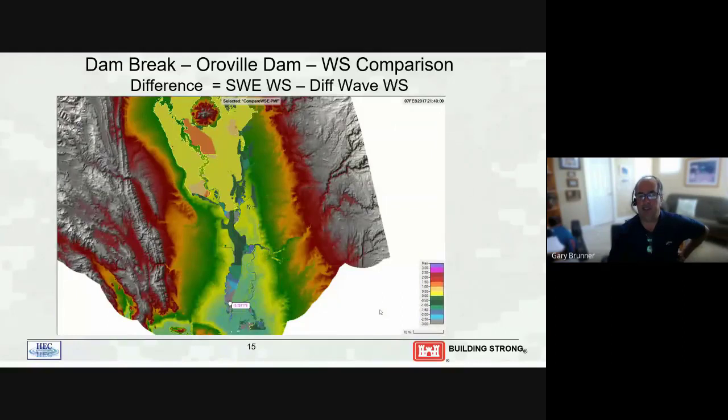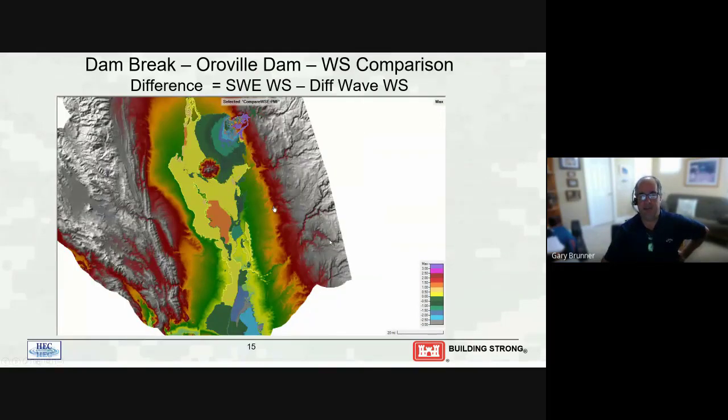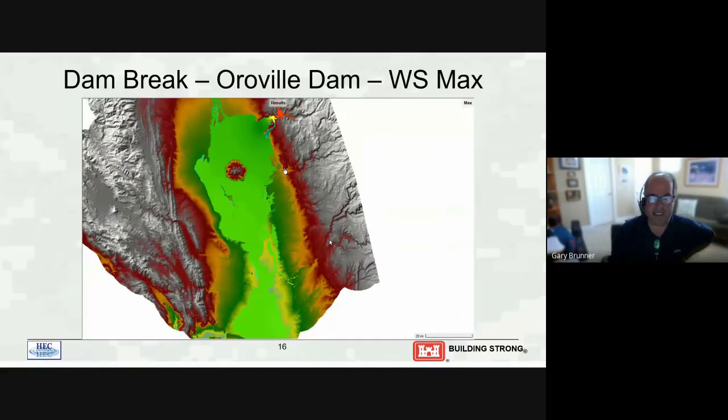Okay, here is late in the simulation. So very late in the simulation, the water surfaces are similar up in here now, but diffusion wave is higher down here because it reached here sooner again. Similar things.